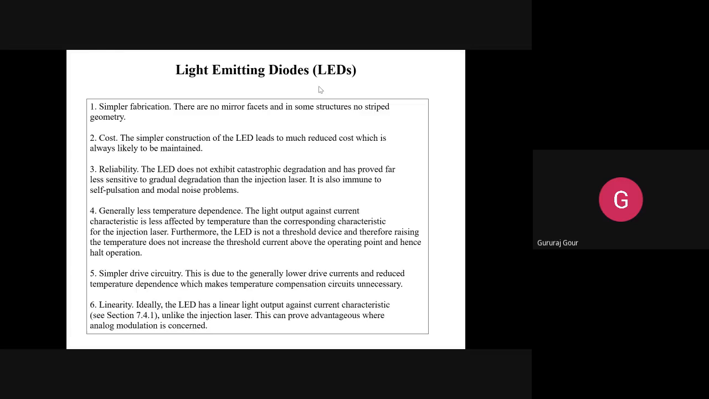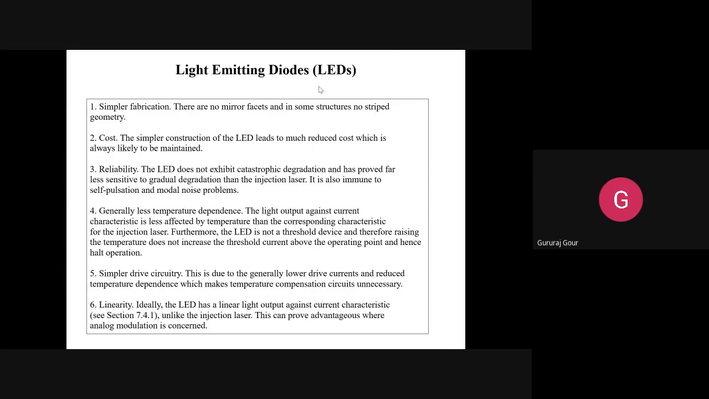The fifth advantage, simpler drive circuitry, due to low drive currents and reduced temperature difference. You can see here how small driving currents to make this LED active, and reduced temperature difference, become so advantageous. Last one, linearity. Ideally, the LED has a linear light output against current, unlike the laser. This can prove advantageous for analog modulation.